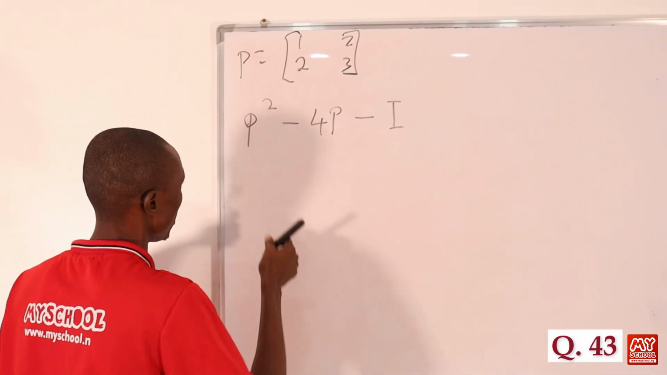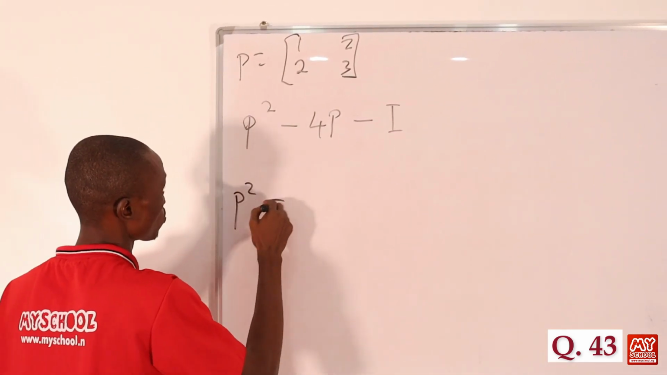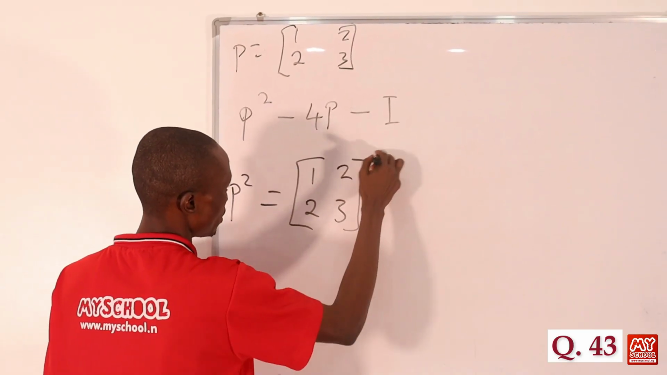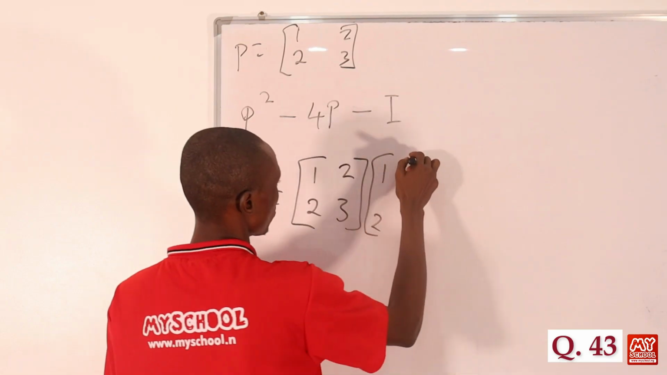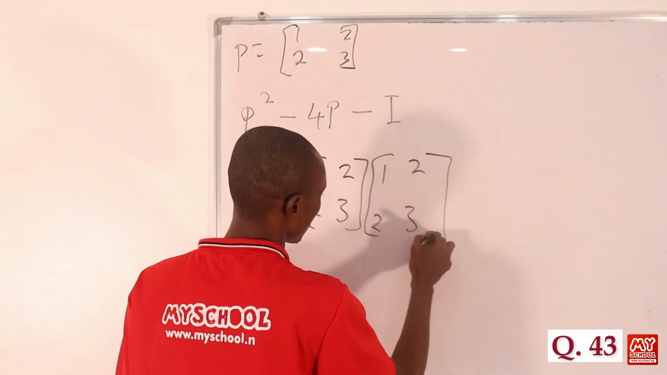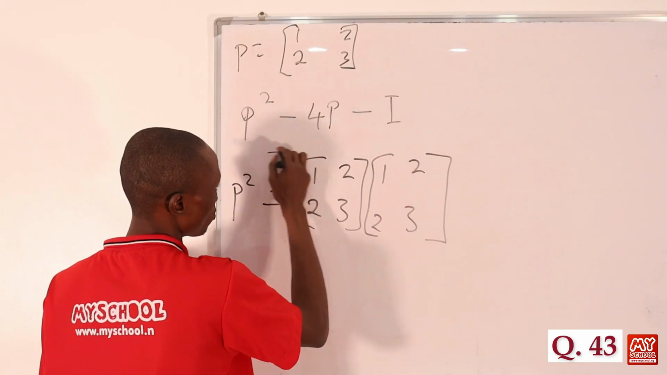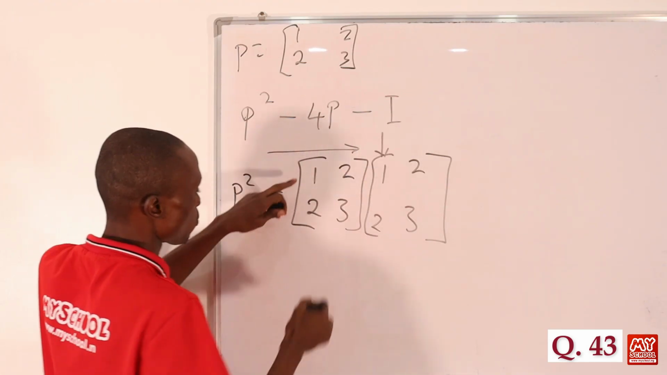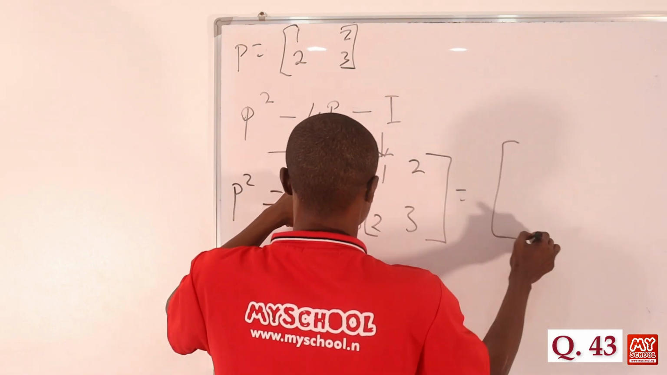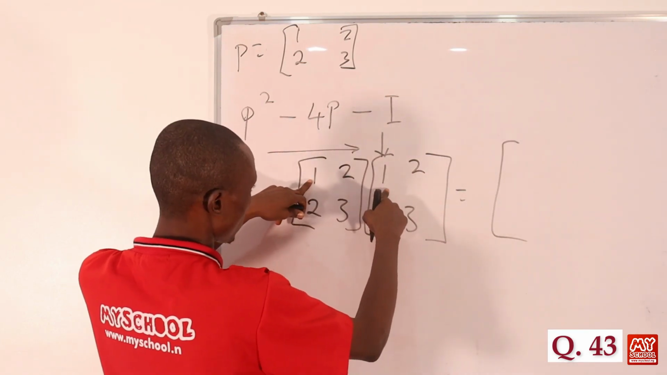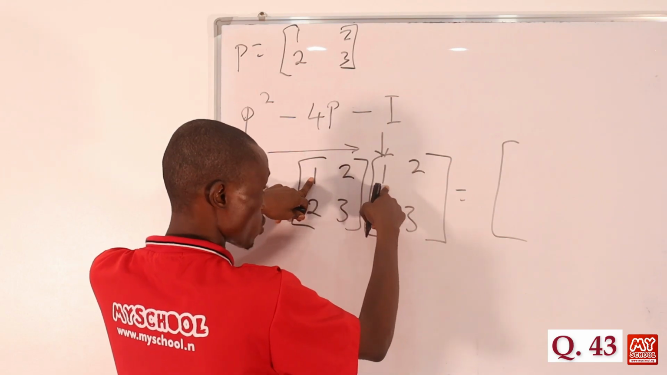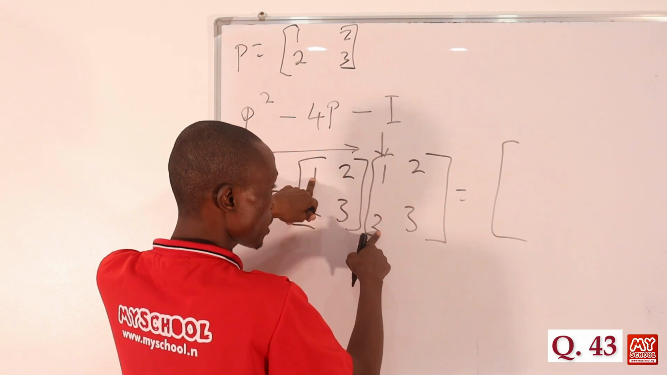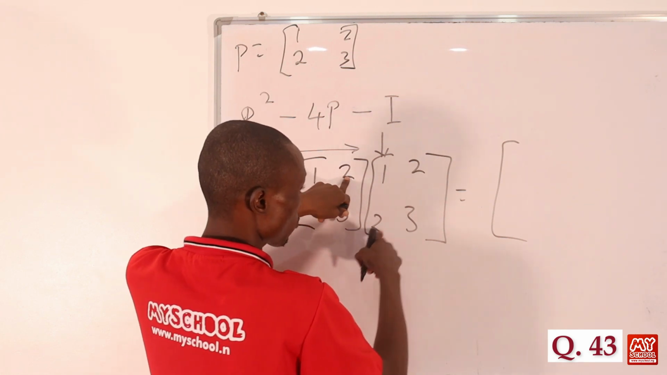So first of all, let's find P squared. So P squared will be equal to 1, 2, and 2, and 3. Then again, 1, 2, 2, and 3. So we are going to multiply out. So this is how we multiply this way, then comes this way. Okay, so if we multiply, we'll be having 1 times 1. Okay, so we'll be having 1 times 1, that will be equal to 1. Then plus 2 times 2, that will be equal to 4. So 1 plus 4, that will be equal to 5.